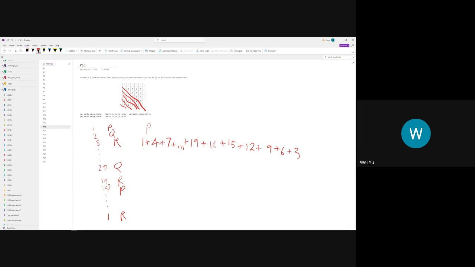We can just divide it into 2 parts, both of which are arithmetic sequences, so we can use the arithmetic sequence formula. So 1/2 of 1 plus 19 times the number of terms, which is 7, and then 1/2 of 18 plus 3 times the number of terms, which is 6. Now we can do a lot of cancellation. That's 70 plus 63, which is 133 P's.